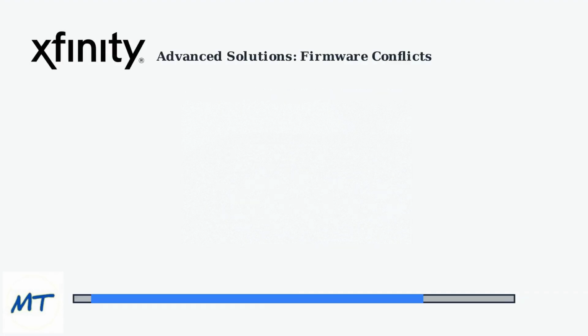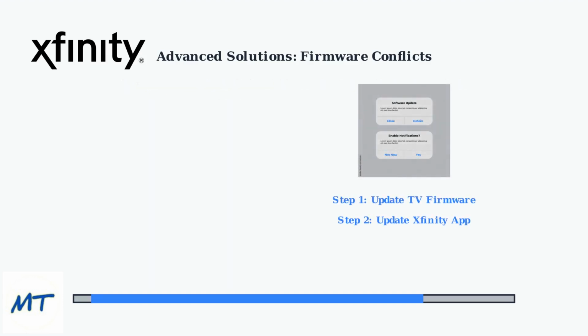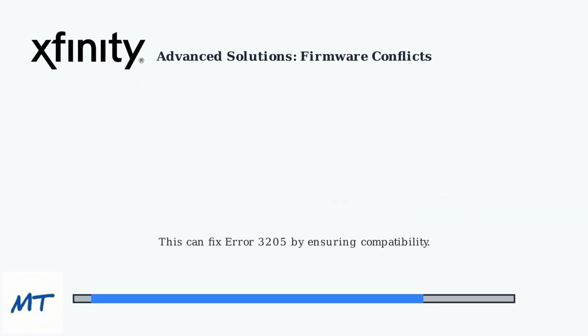In some cases, the error may be caused by firmware conflicts between the Xfinity app and your smart TV's software. Ensure your TV's firmware is up to date alongside the Xfinity app. Keeping your software up to date can resolve these errors.